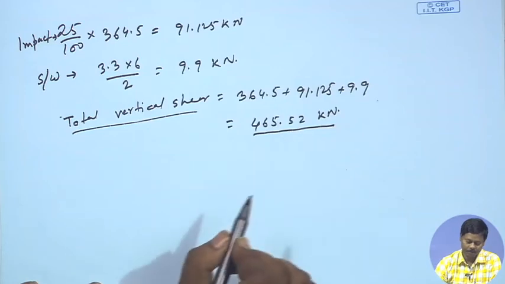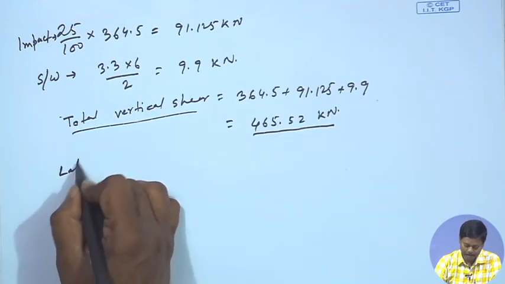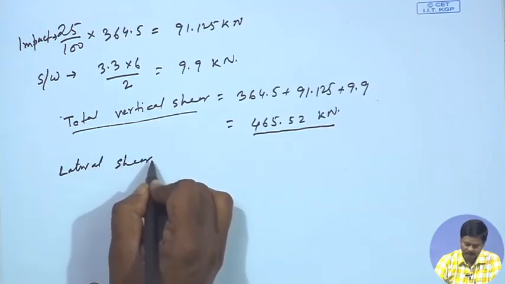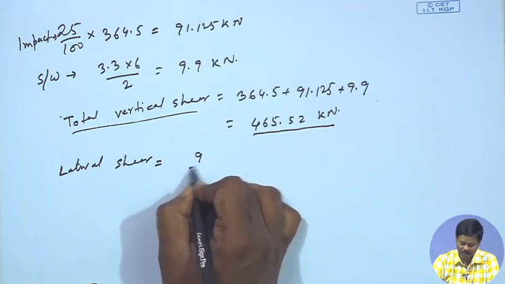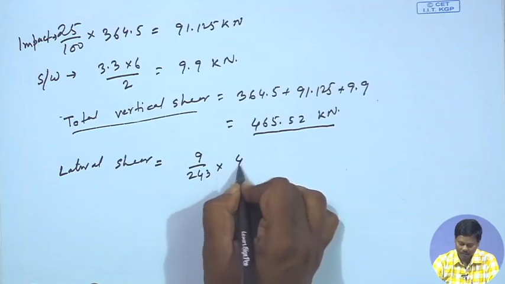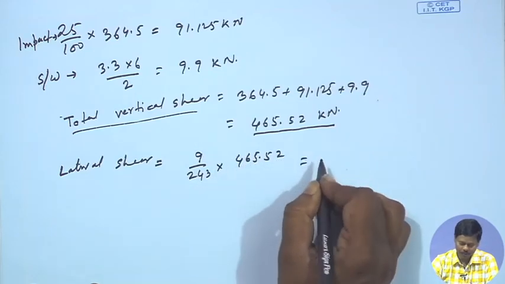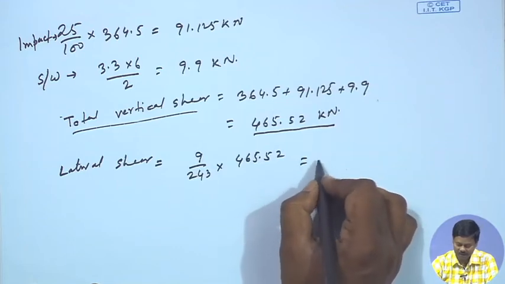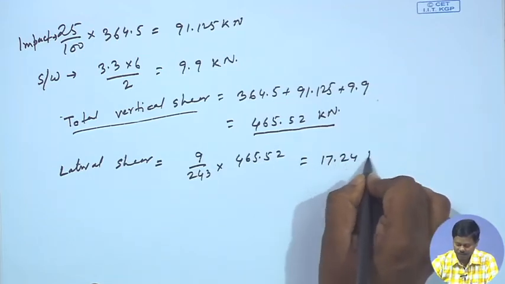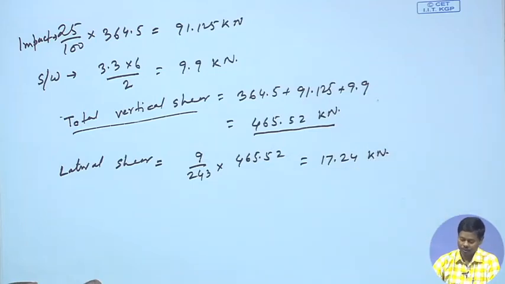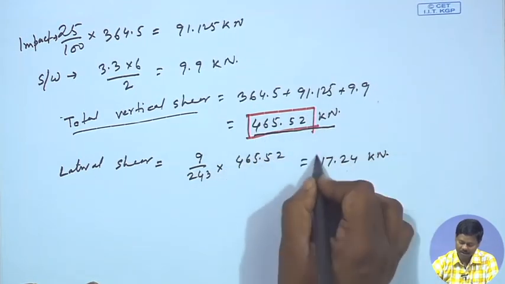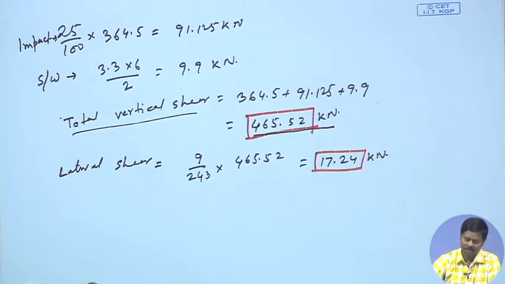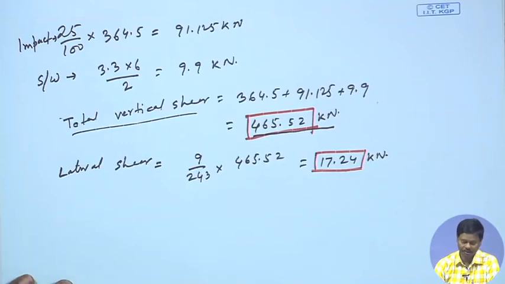for which the girder has to be designed, and lateral shear we can find out. Lateral shear will be simply, if I make proportional, that is 9 by 243 into 465.52. So, by proportioning we can find out the lateral shear, that is 17.24 kilonewton. Okay. So, we have to design because of this vertical shear and because of lateral shear, and similarly vertical means moment about z axis and about y axis.